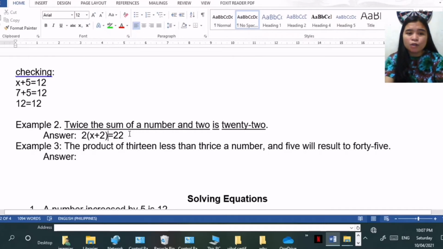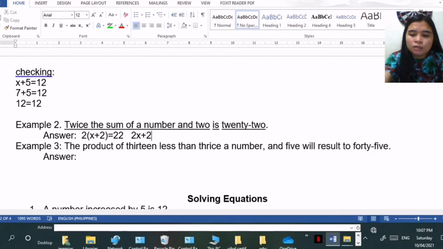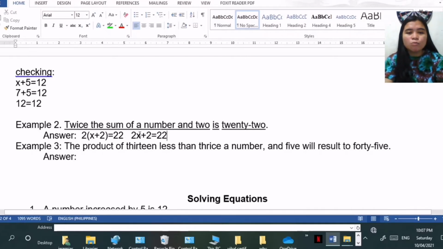Kasi kung itatabi mo, halimbawa, isulat ko po ha, halimbawa naging 2x plus 2 equals 22, hindi mo naman na-satisfy na ita-twice mo yung sum ng number tsaka 2. Ang nangyari lang dyan, ang na-twice mo lang is yung number lang. Diba? O, 2 times x. So, na-twice mo lang yung number, yung a number na yan. Pero, hindi na yung sum. Kaya, hindi to tama. Mali po siya. Kaya, tatanggalin ko na. Okay?